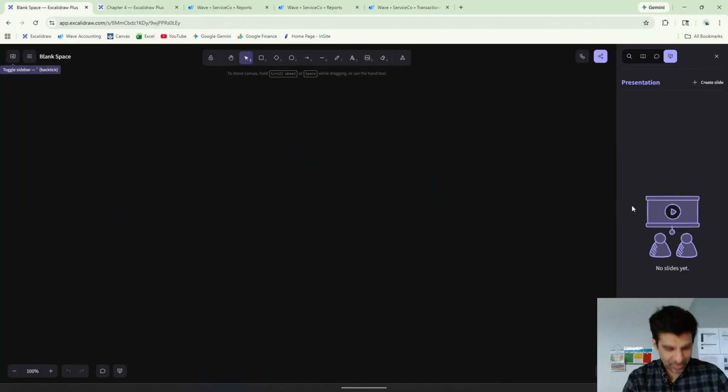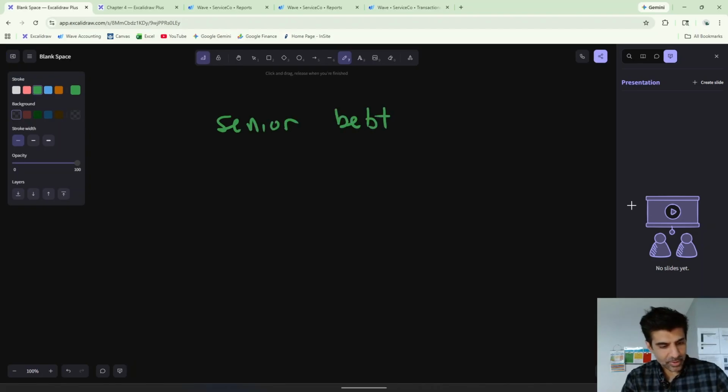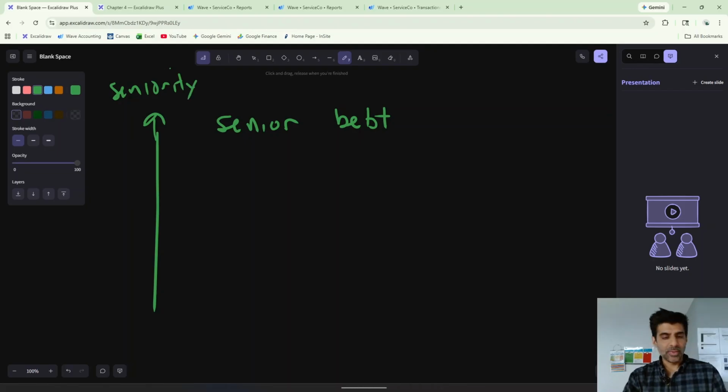Let's list the hierarchy here. Okay, you'll have senior debt. So this is increasing with seniority. This is the most secure person in the business. They're going to be the least likely to take any loss if things go badly.